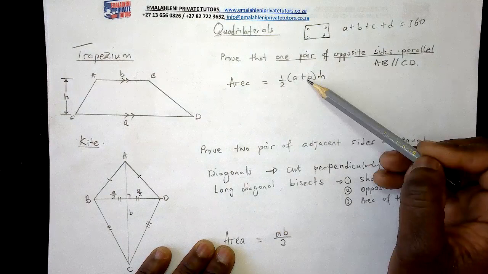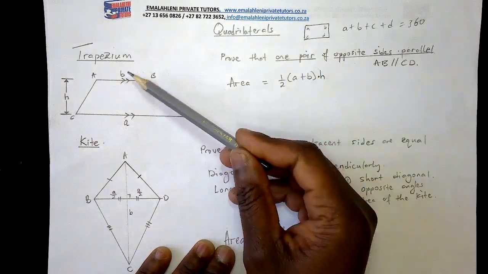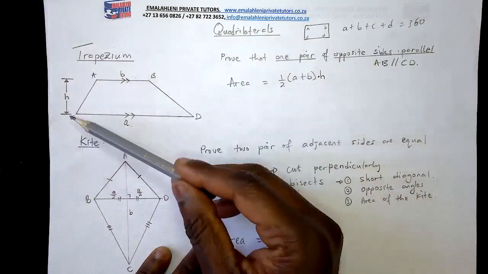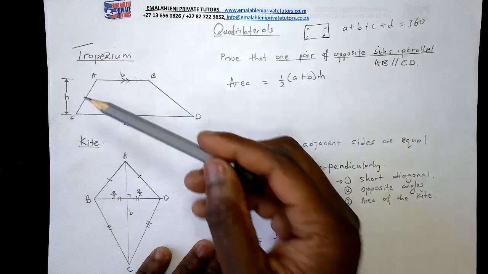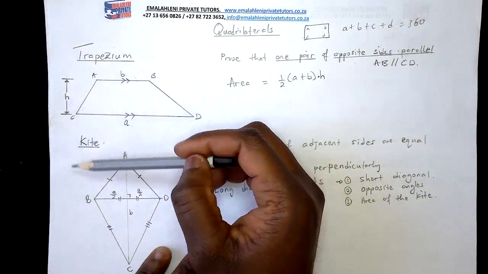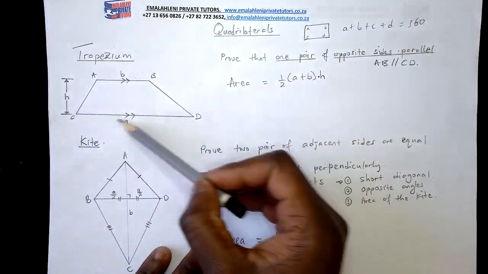And how would we get our area? We get our area by saying half (A plus B), which are the parallel sides, times your height. And your height, remember, you need to calculate the actual height of your trapezium, because these sides are not actually perpendicular to the base.